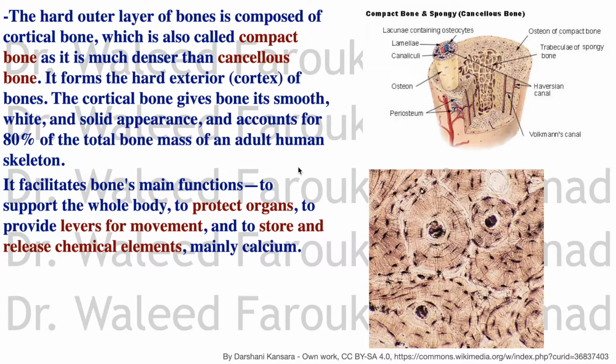It provides the main function of bone, which is support for the structure of the body and a lever action, or lever, for movement of the muscles attached to the bone. Also, it protects the underlying organs and stores and releases chemical elements, mainly calcium. So it plays an important role in calcium homeostasis under the control of hormones such as the parathyroid hormone secreted from the parathyroid glands, and calcitonin.